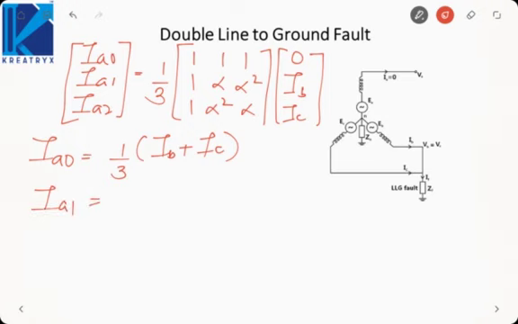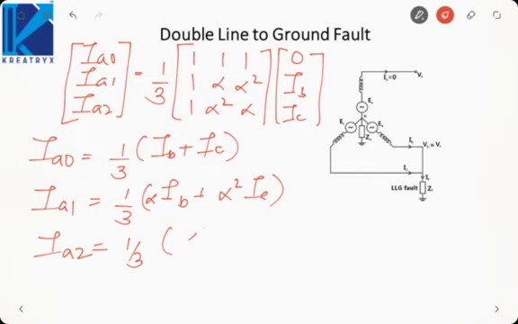IA1 will be equal to 1 by 3 (alpha IB plus alpha square IC). IA2 will be equal to 1 by 3 (alpha square IB plus alpha IC). Okay, so this will be your sequence components of the fault current.